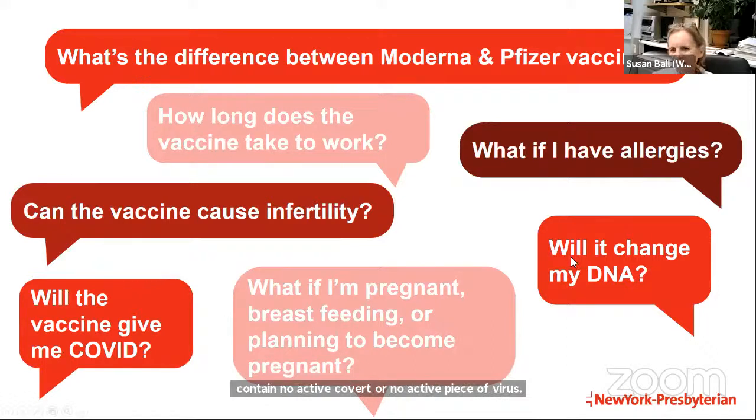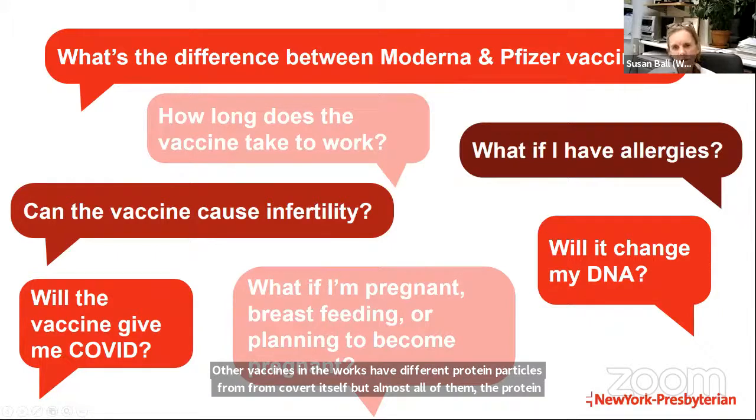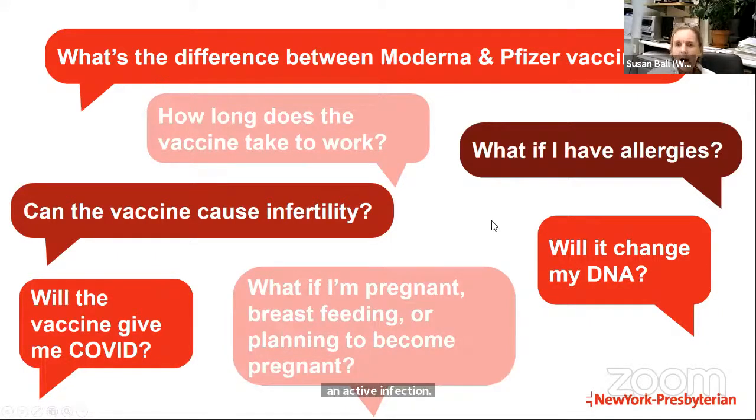And the question of, will it change my DNA? This is absolutely not going to happen. The Moderna and the Pfizer vaccines, they bring in a messenger RNA, which is really just instructions for our bodies to make antibody. It's not incorporating itself into our cells. It's not bringing in any foreign DNA.